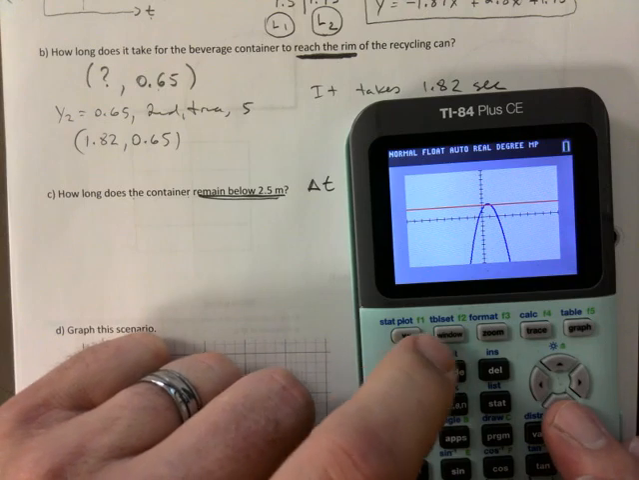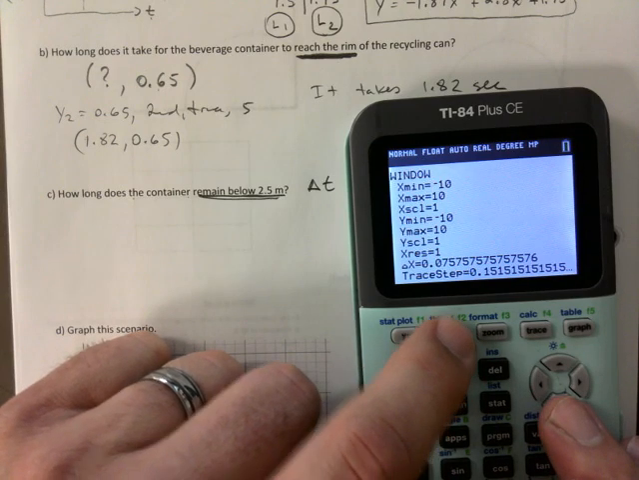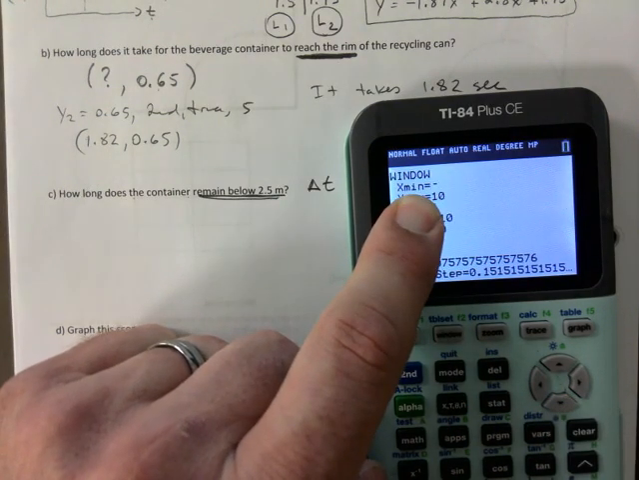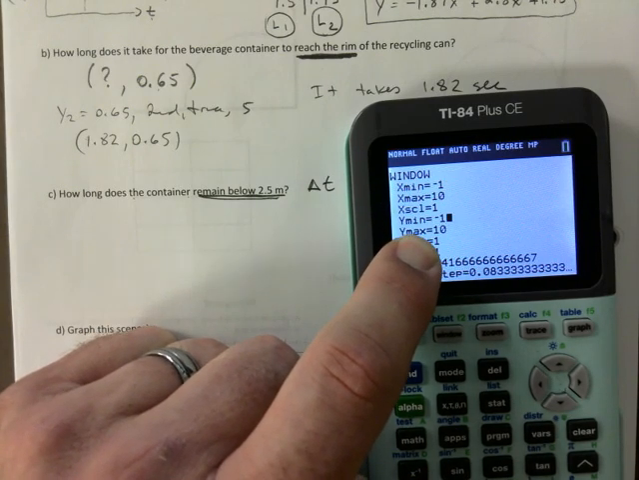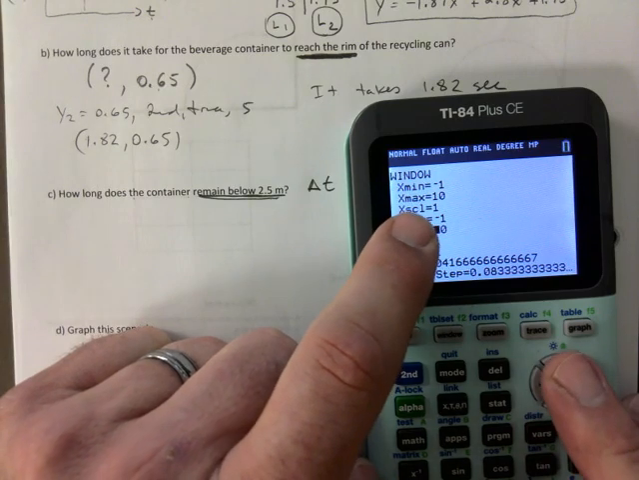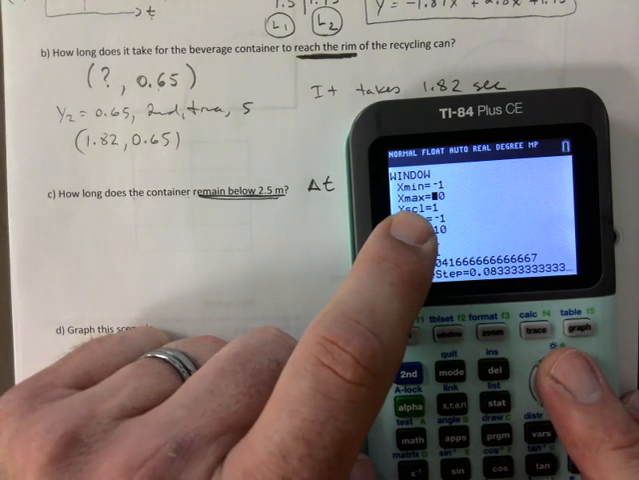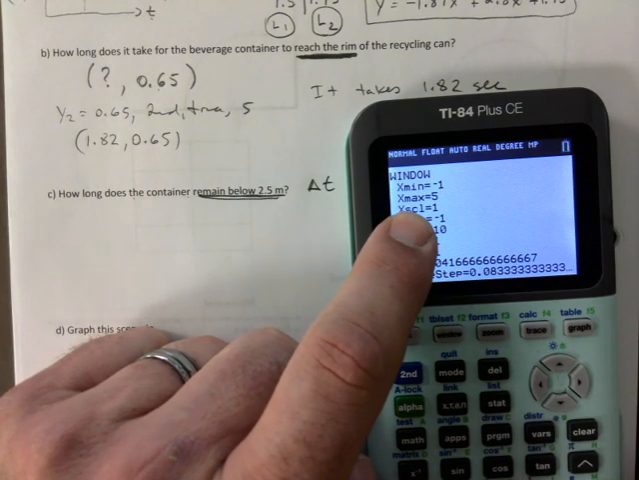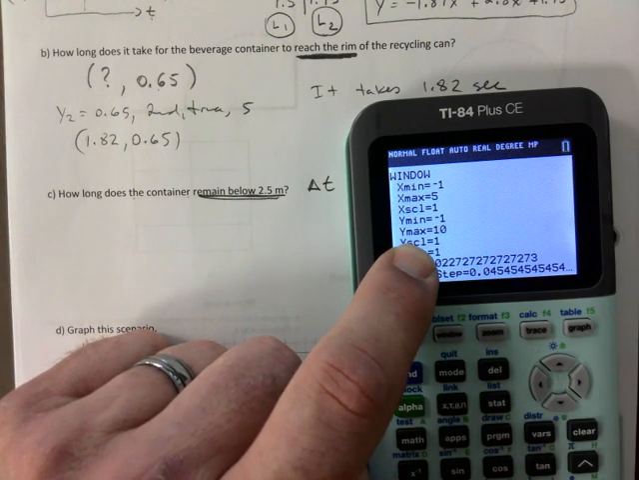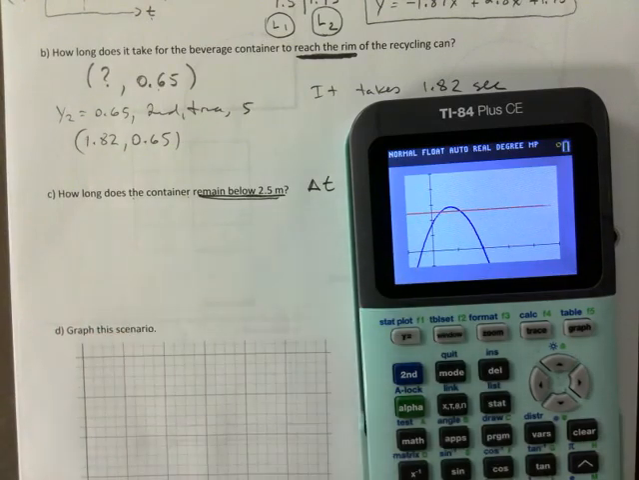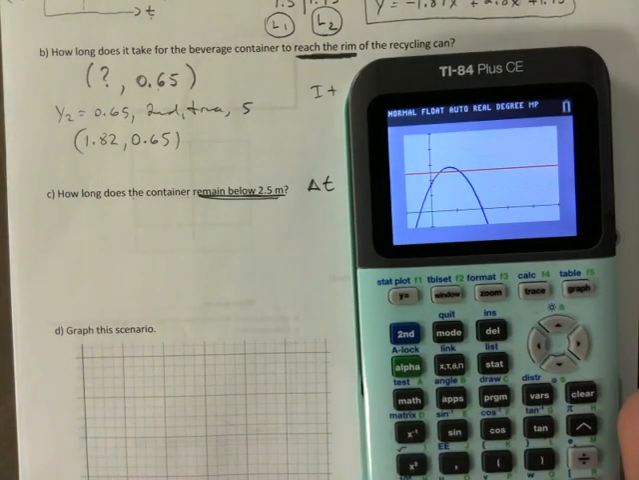So you know what? I'm going to zoom in here, or at least change my window slightly. X min, I'm going to go -1. Y min, I'm going to go -1 because I don't really care about those. My X max, you know what? To be honest, if you have it at 5, you're going to be just fine. My Y max, the highest height I get to is 2.8 according to this scenario. So if you go to 5 there, you're fine. So it's just zooming in a bit more.